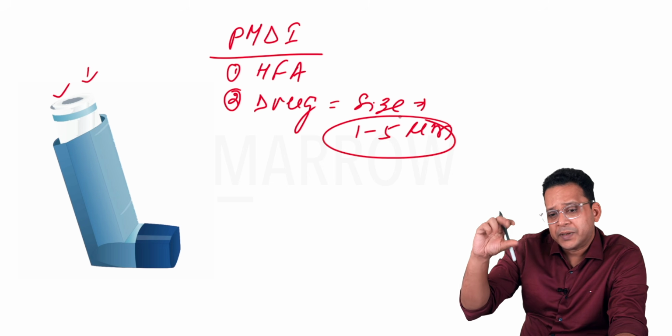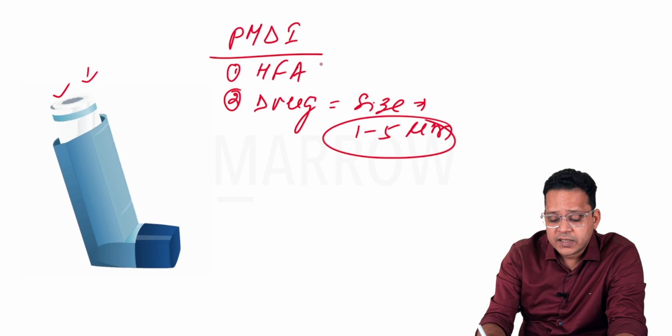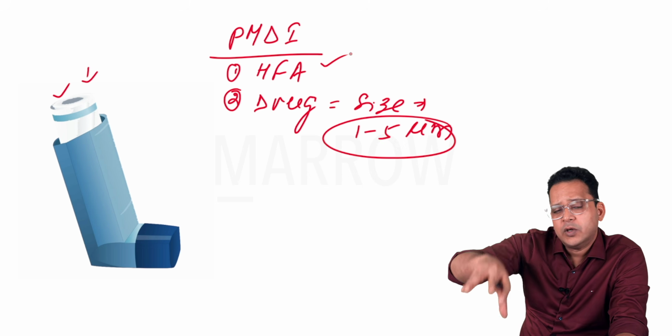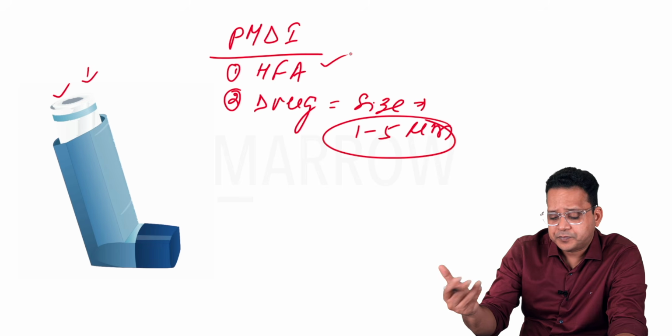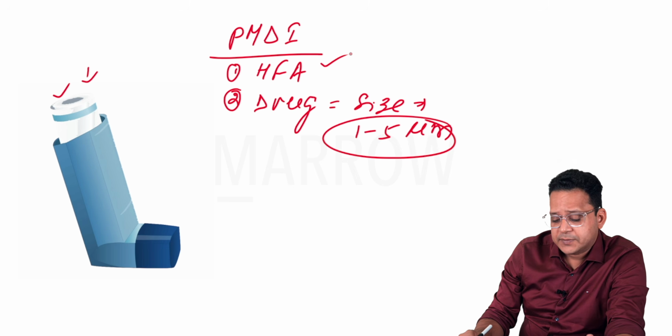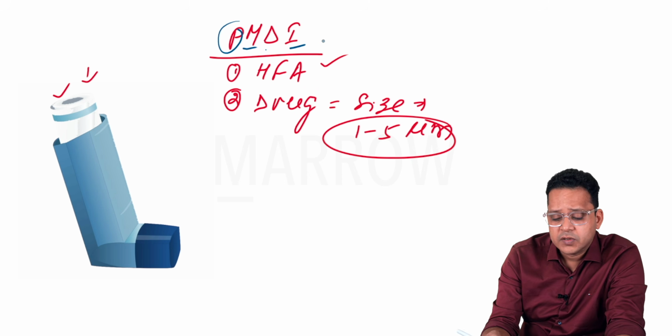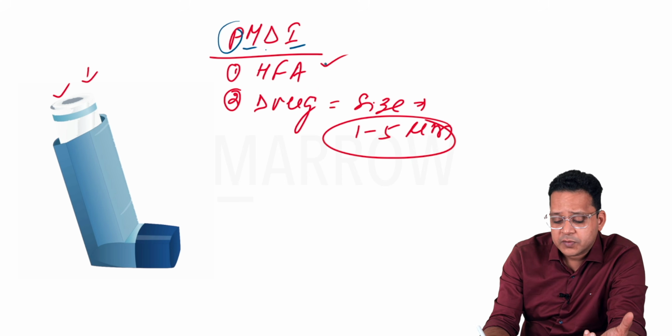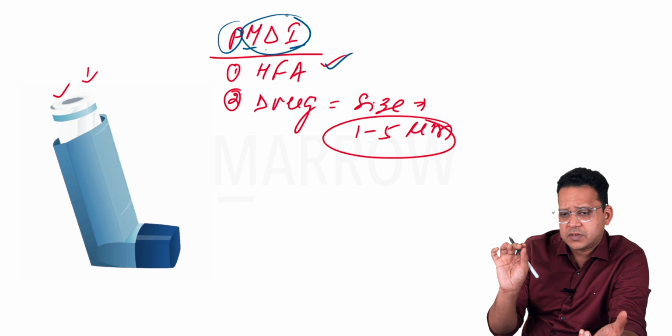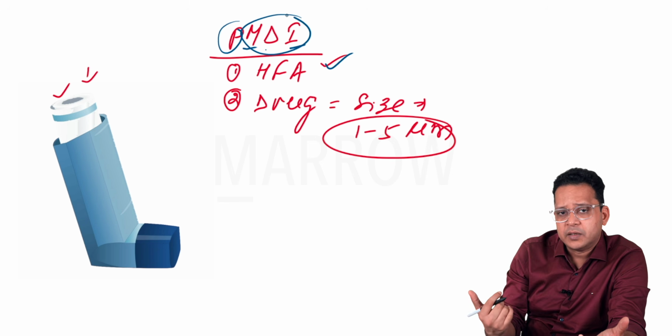So whenever I press a PMDI, the gas comes out with high pressure, brings about whatever drug we have, like salbutamol or ICS, and the size is 1 to 5 micrometers. Now, why is it called a pressurized metered dose inhaler? Because the drug is under pressure because of this gas HFA. Metered dose inhaler, every time you press, a specific amount of drug will only come out.